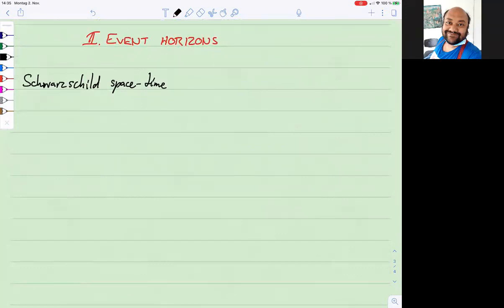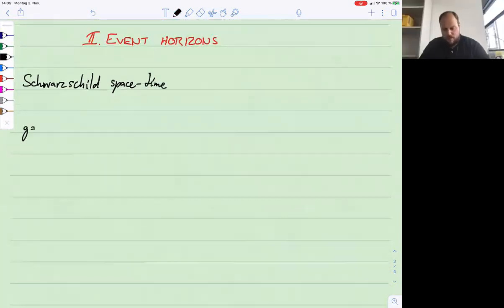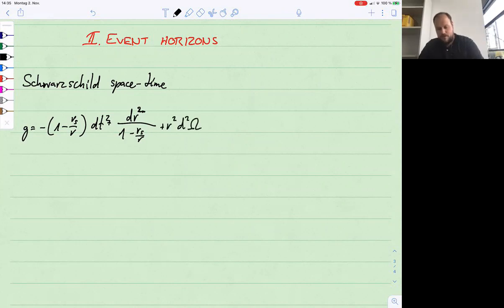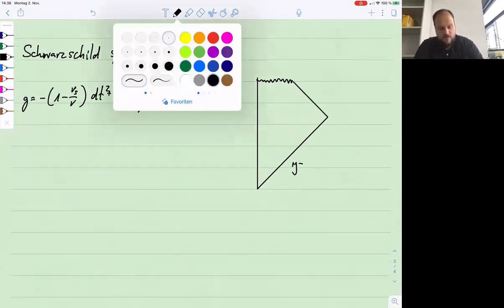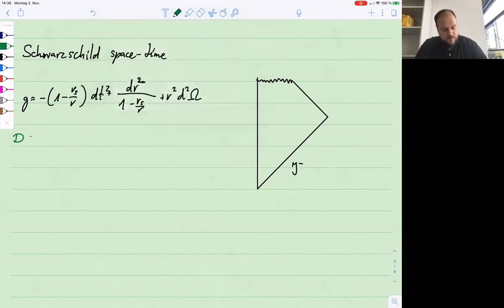Okay, we can define now the event horizon. We go to Schwarzschild spacetime. The metric tensor is, with the Schwarzschild horizon called R_S, ds² = −(1 − R_S/r) dt² + ... + r² dΩ². So we can draw the Penrose diagram, for example, to be like this. It won't always be 45 degrees, but I assume you know that. Now we start to define this weird event horizon. First, I'll write the definition, and then we understand with the diagram what it means.